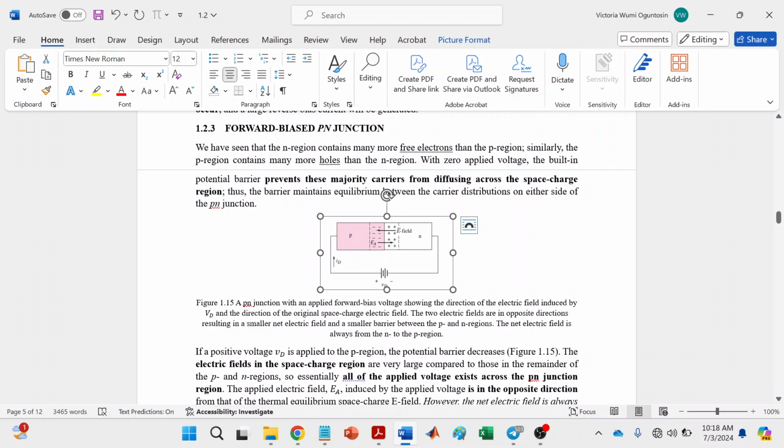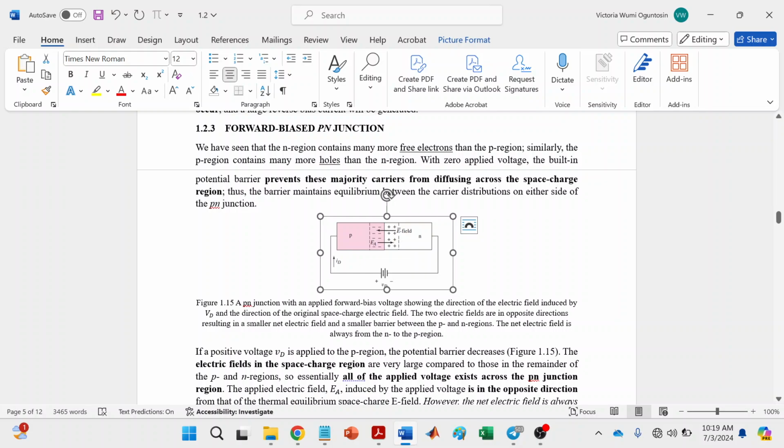So that's for the equilibrium case, and we've considered the reverse bias case. In the case of the reverse bias, an electric field is generated in the same direction as that of the equilibrium space charge region. So the increase in the electric field will further push back the majority carriers, and essentially there will be no current.